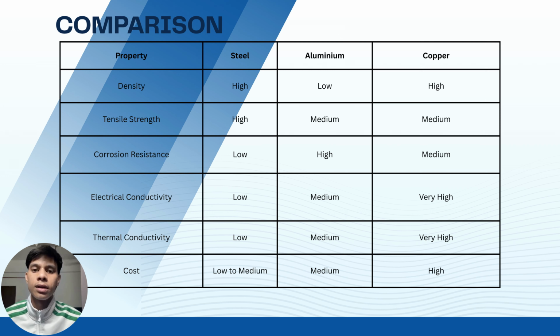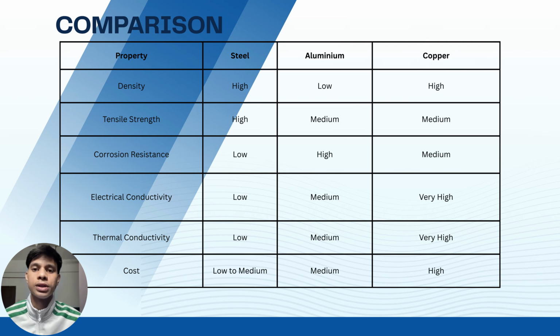For strength, steel is our go-to for high tensile strength, making it ideal for structural support. Aluminium and copper offer moderate tensile strength, shifting the focus of their applications elsewhere. For conductivity, this is where copper stands alone with very high electrical and thermal conductivity. It is the standard for power transmission and electronics. In comparison, steel has very low conductivity, making it unsuitable for those specific tasks.